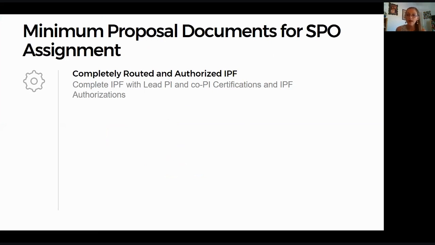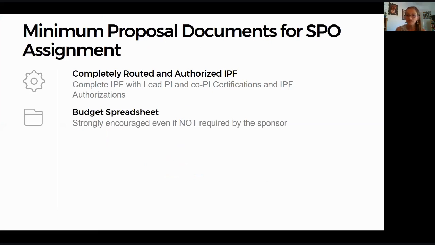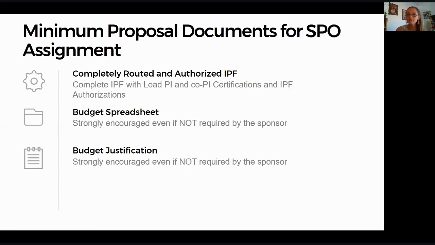We mean the completely routed and authorized IPF, the NSP, the budget spreadsheet, if it's required by the sponsor. If it's not required by the sponsor, we still really, really encourage you to do a budget spreadsheet because it's really helpful in a lot of ways. But if the sponsor does not require a budget and you will not be providing a budget, indicate that in your submission notes in Cayuse SP, to make sure it doesn't get turned back to you for a request for more documentation. The same with the budget justification, same rules apply.